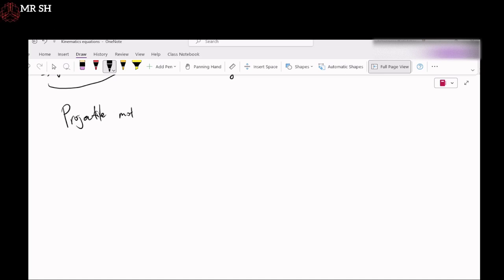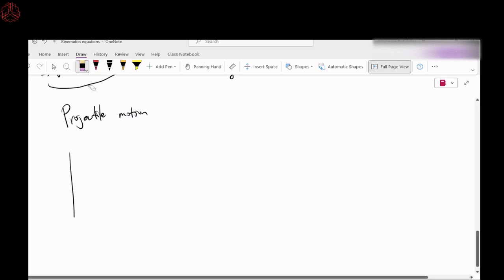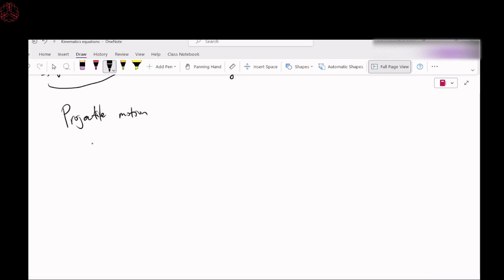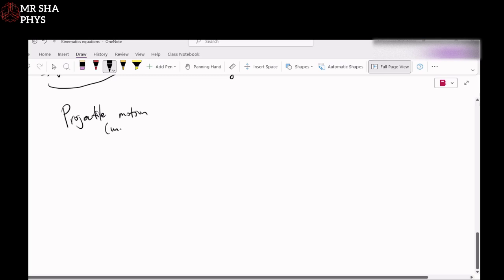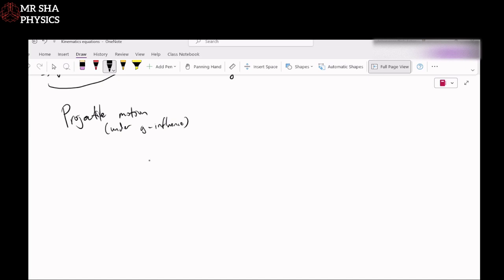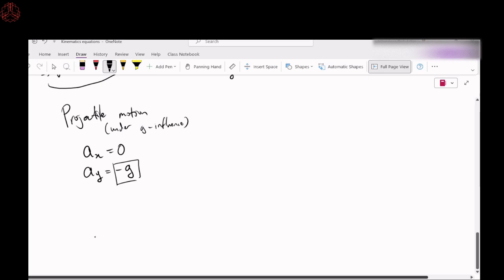Projectile motion. What is projectile motion? We want to cover, right? It is simply a projectile. It is something that is in motion and it is under gravitational influence. One of the assumptions is that the acceleration in x is going to be 0, whereas the acceleration in y is going to be negative g, or a specific direction downwards. Let's say you kick a ball, it will follow a parabolic path.